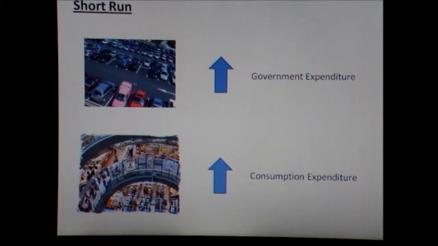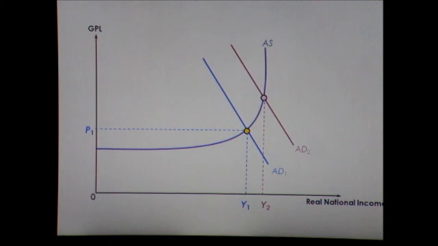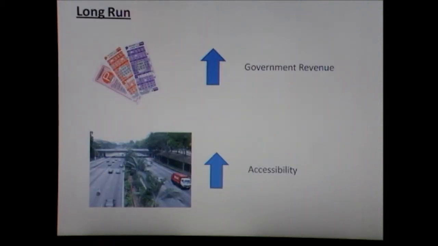When people buy more goods, there will be an increase in consumption expenditure. These two, government expenditure and consumption expenditure, are part of the aggregate demand. So when both of these increase, the aggregate demand will shift to the right, leading to an increase in national income and an increase in price.